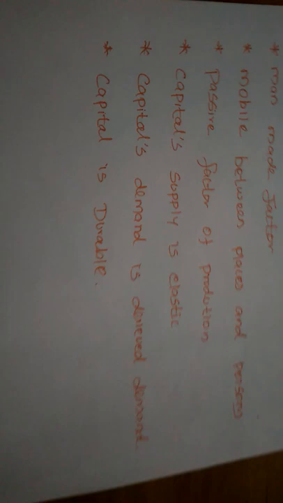Next, capital's demand is derived demand. Derived demand means that from the demand for a commodity, the demand for capital arises. When will more capital be needed? On the basis of demand, if the demand for a commodity is more, we have to produce more commodities. So on the basis of the rising demand for a commodity, the demand for capital will also arise. So capital's demand is derived demand.